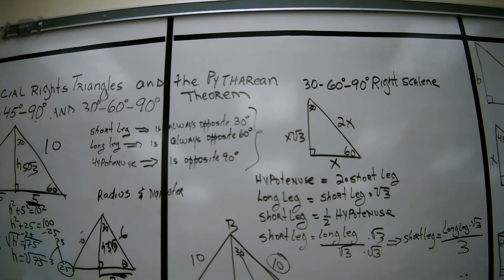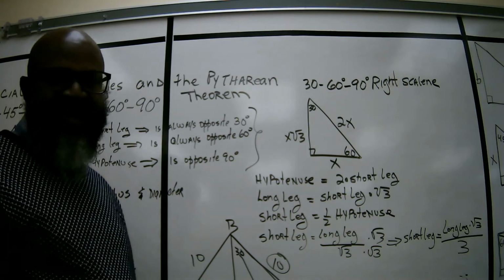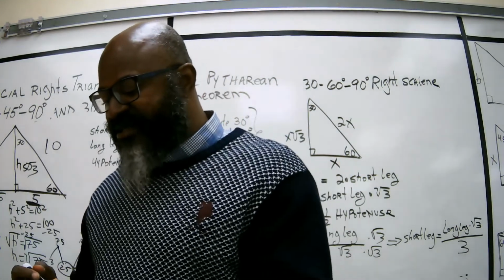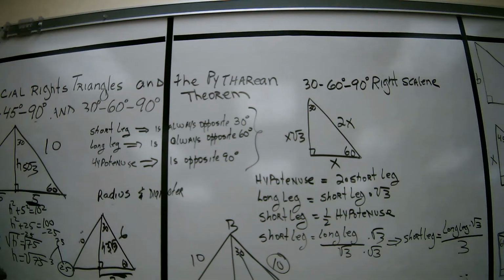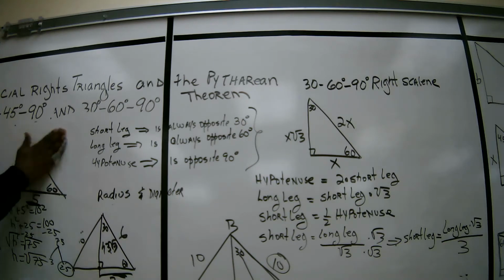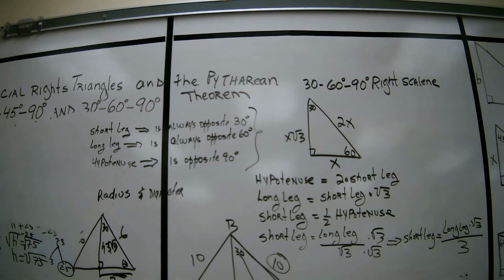The moral of this story is that whenever you're looking for the long leg, whatever the short leg is, you multiply by square root of 3, and you will find the long leg. That is the relationship they have in the 30-60-90. Now, we're going to start getting those formulas. Then you have to apply that.